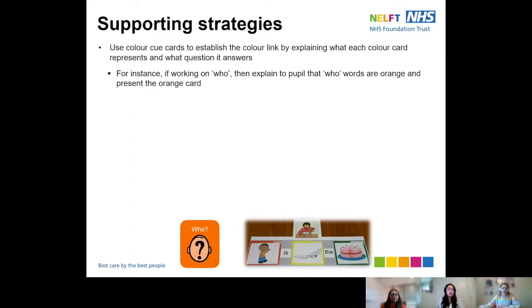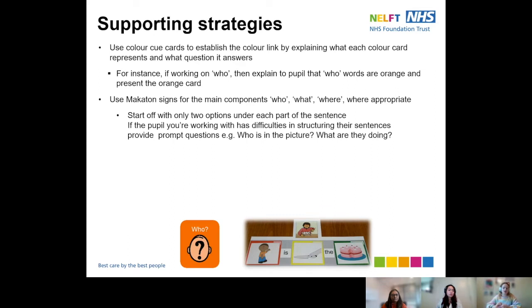Okay, so let's have a think about supporting strategies that can help the use of colourful semantics. So you might want to use colour cue cards to establish the colour link by explaining what each colour card represents and what question it answers. For instance, if you're working on who, then explain to the people that who words are orange. We might want to use Makaton signs for the main components of who, what, where, and where else is appropriate.